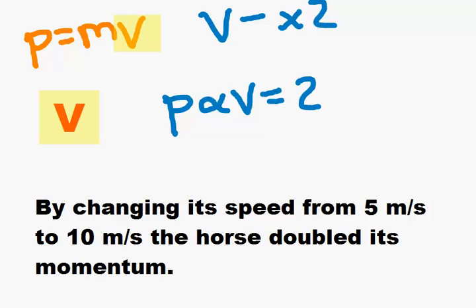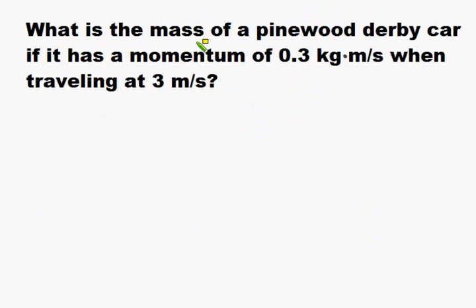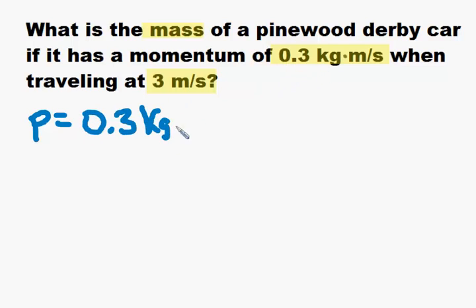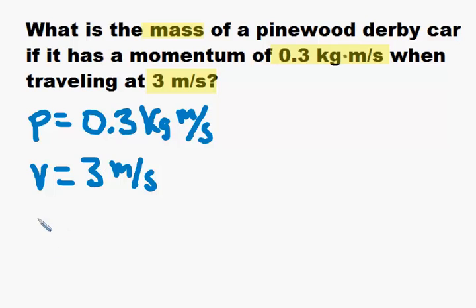All right, what is the mass of a Pinewood Derby car if it has a momentum of 0.3 kilogram meters per second when traveling at 3 meters per second? So let's write out our givens. The momentum is 0.3 kilogram meters per second. The velocity is 3 meters per second. And the mass, we don't know.